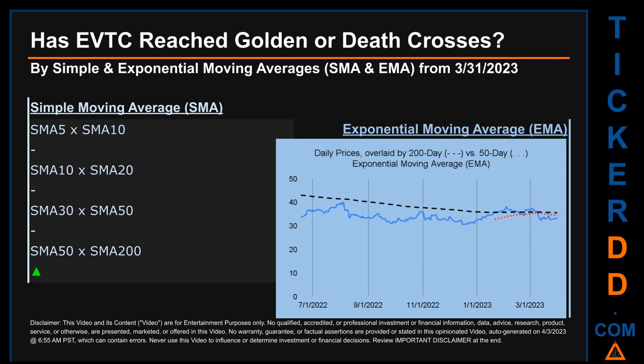Continuing with SMA, we looked across the 5 to 10, the 10 to 20, and the 30 to 50-day ranges to see if golden and death crosses had been reached. We could not find either a golden cross or a death cross signal for the 5 to 10, the 10 to 20, or the 30 to 50.